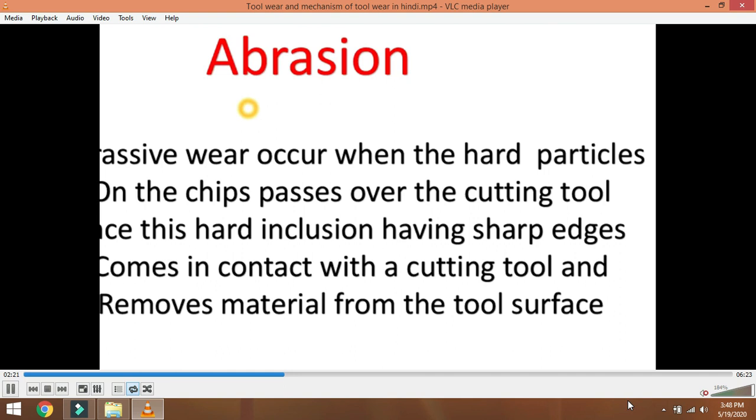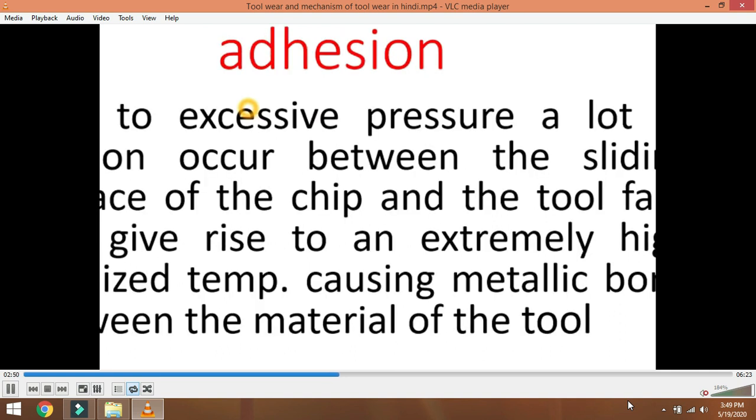A soft metal sliding over the surface of a harder metal may contain appreciable concentrations of hard particles. For example, castings may have pockets of sand in them. In these conditions, the hard particles act as small cutting edges, like those of a grinding wheel on the surface of hard metal, which is coarse. Next, adhesion wear.